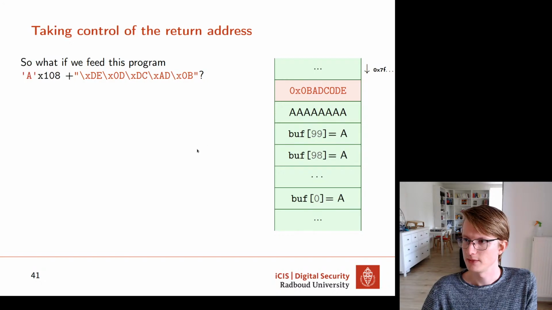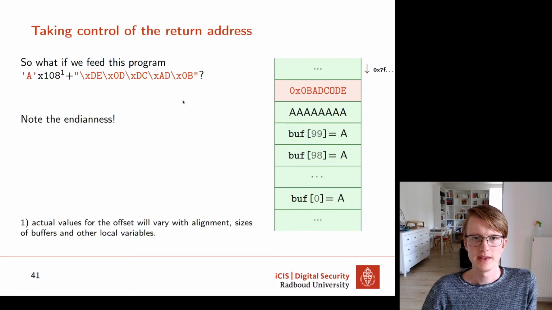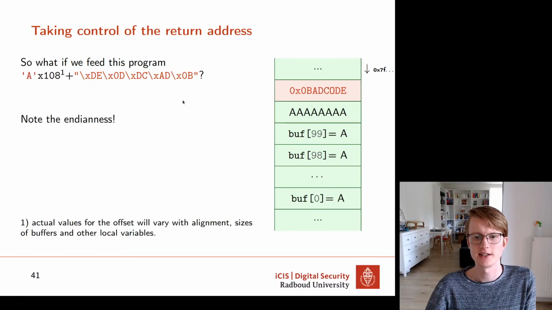So please give me the next slide. Yes. Note that I'm giving the address here in the reverse order because, again, endianness. So the last byte will be the most important one, which means that you need to give it in the right order. The actual values here will vary with alignment, buffer sizes, other local variables, etc. So you need to figure out, usually the idea is that you first figure out when does my program crash exactly, and then you'll try to overwrite your return address. Using GDB to do so is very helpful.